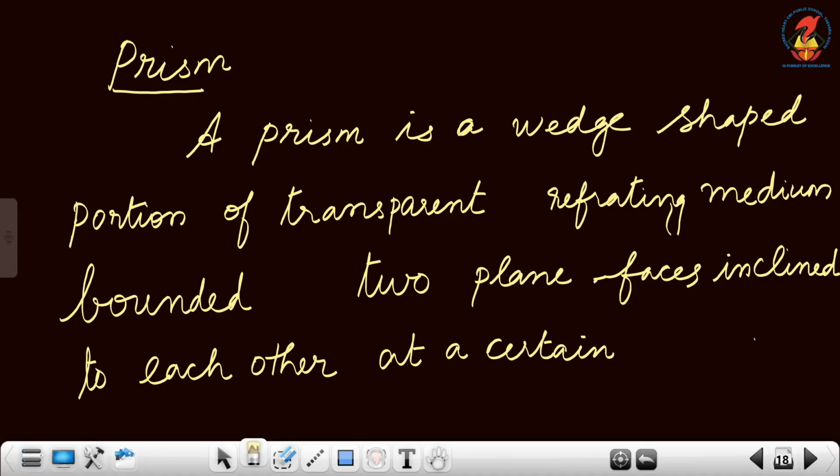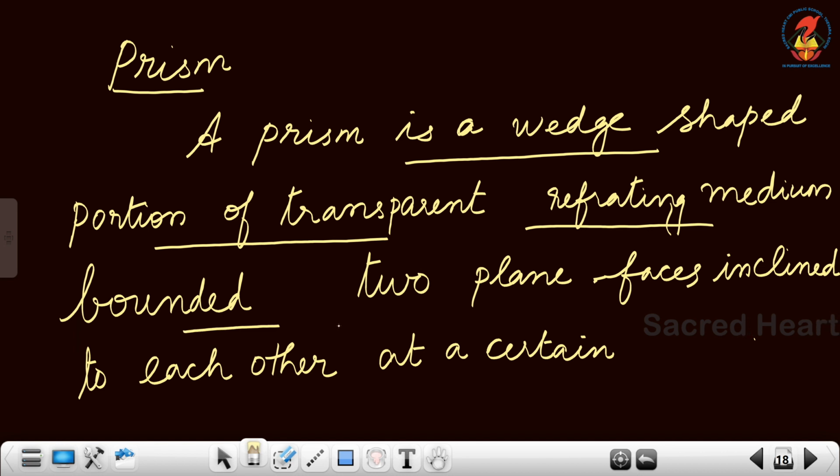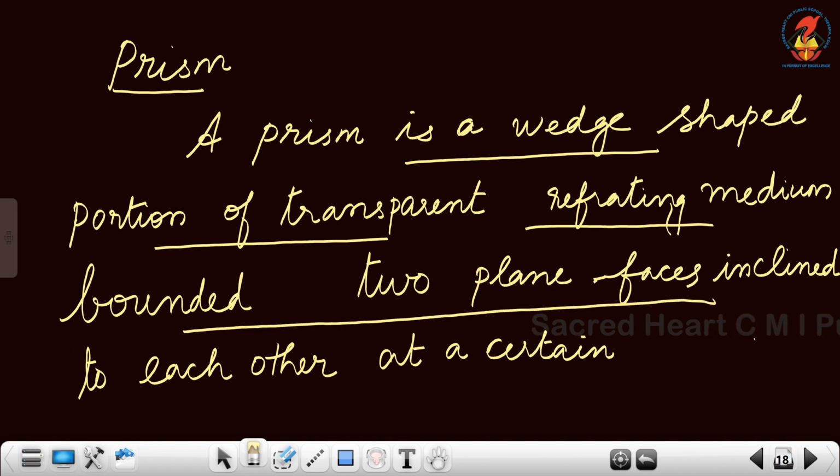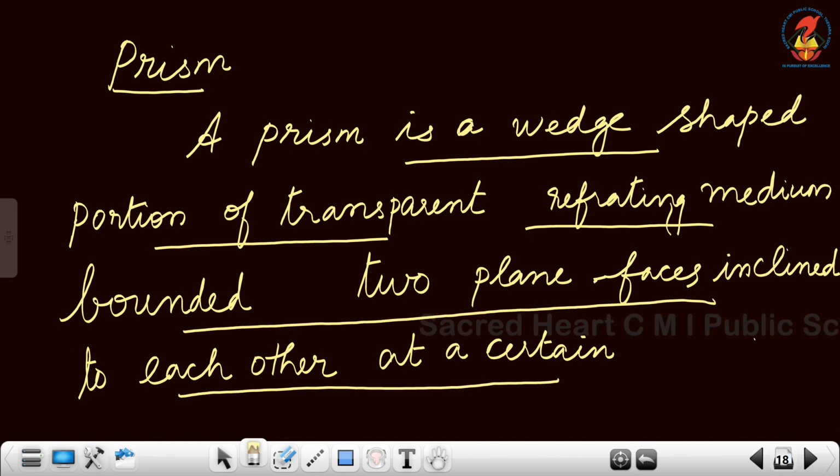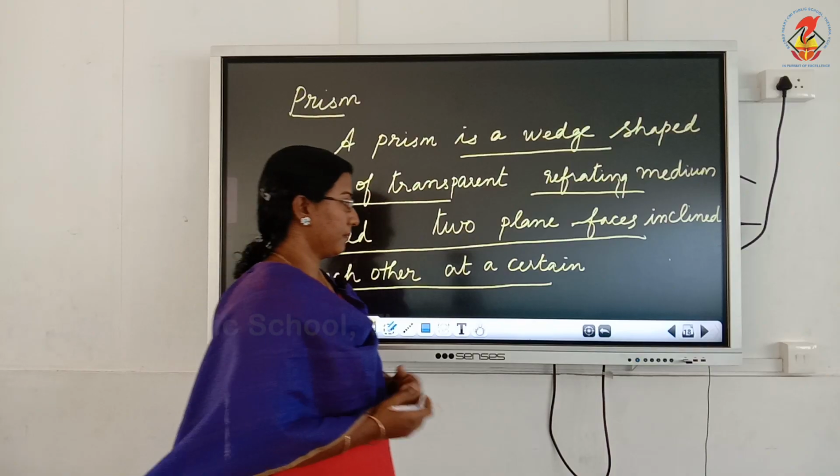A prism is a wedge-shaped portion of transparent refractive medium bounded by two plane faces inclined to each other at a certain angle. It is a wedge-shaped transparent refractive medium which is bounded by two plane faces inclined to each other at an angle. Okay.